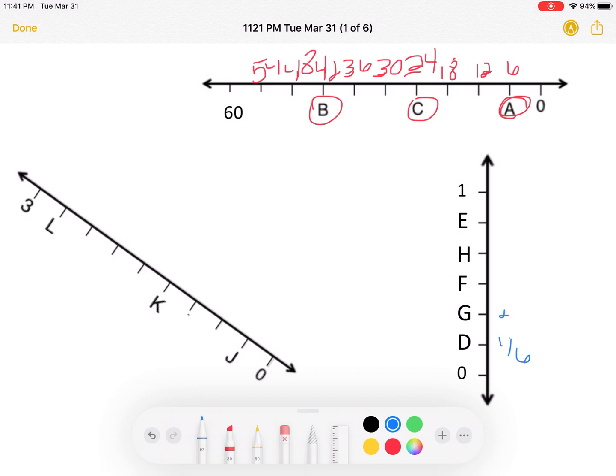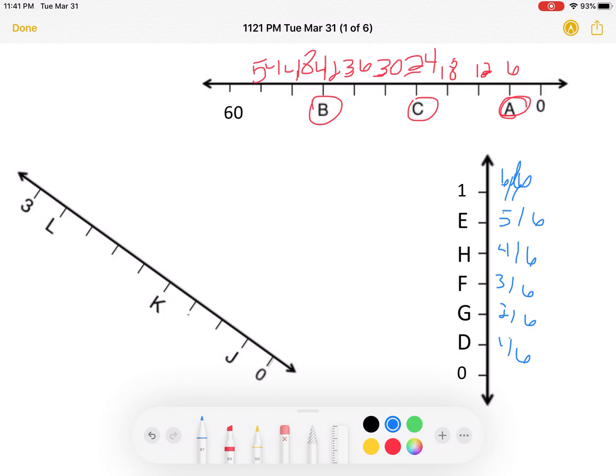So from 0, here would be 1/6. This would be 2/6. This would be 3/6, 3 of the 6 parts. This would be 4/6, 4 of the 6 parts. This one would be 5/6, 5 of the 6 parts. And then we know 6/6 equals 1. 6 divided by 6 equals 1.